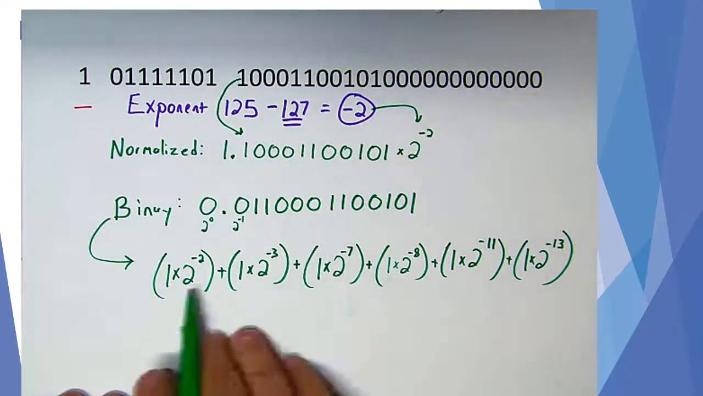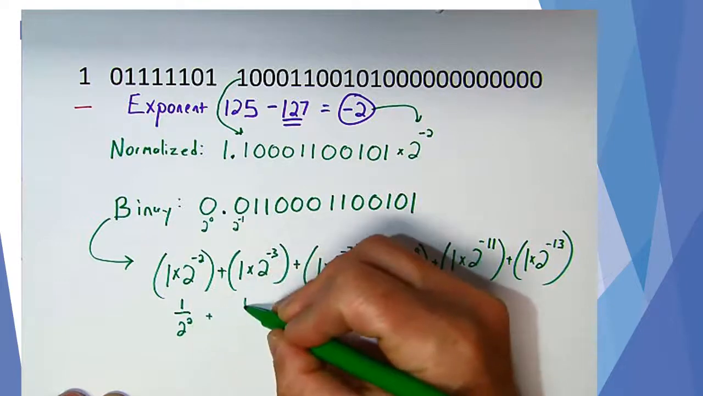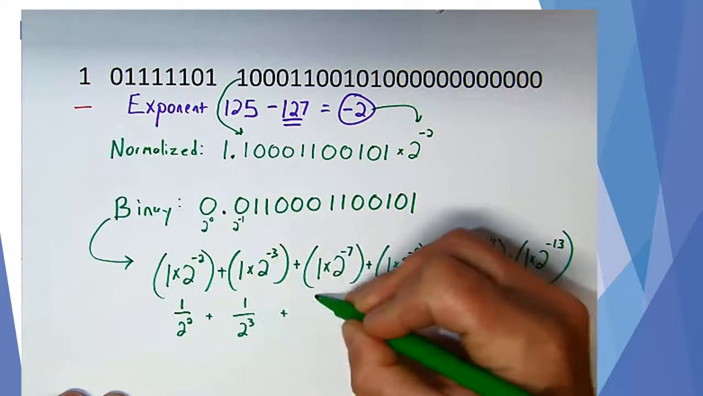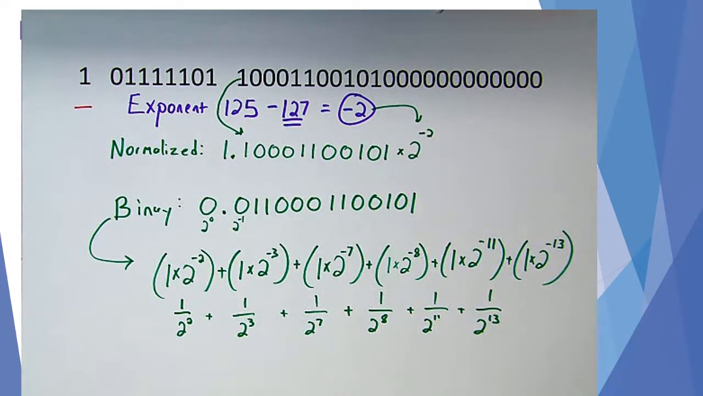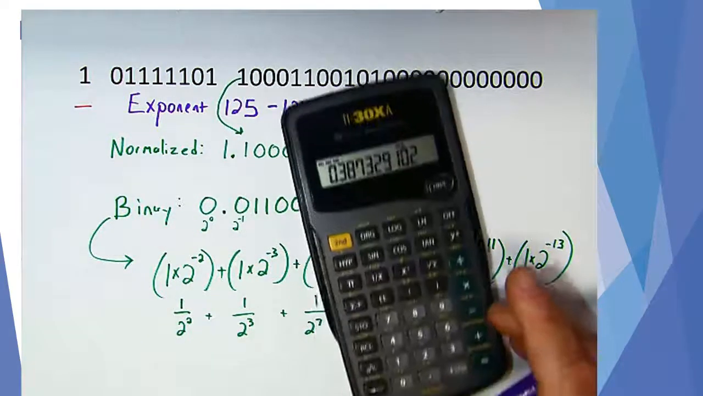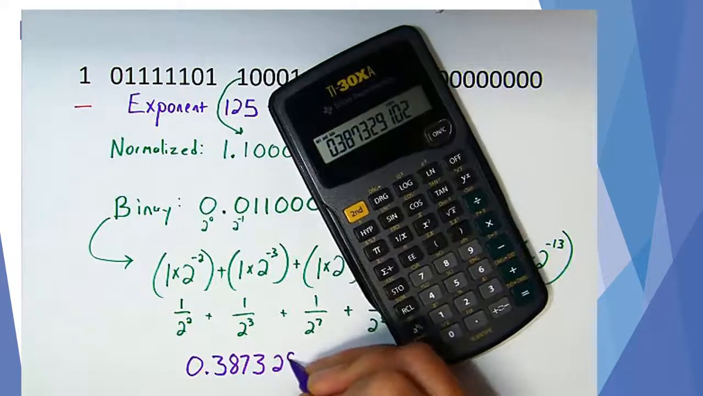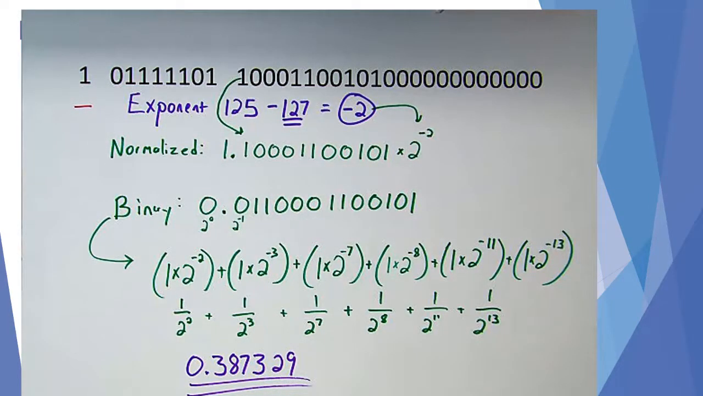Remember that if you don't want to type all this into your calculator, we can just say that that's 1 over 2 squared. This is 1 over 2 to the 3rd, 1 over 2 to the 7th, and so on. That might make it a little bit easier to enter. And after you type all that in, you should get 0.387329. That's 6 significant digits. That's enough. We've got our value. Hopefully you got that. If not, go back and watch that one more time so you've got the process. But that wraps up what we need to do with that storage system.